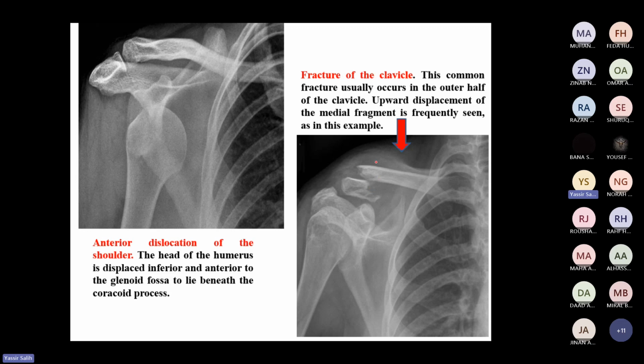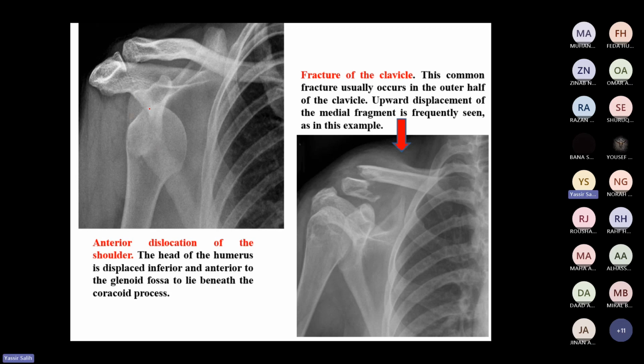upward. Okay, the other shoulder X-ray demonstrates what abnormality? Dislocation of the shoulder. Yes. Notice here, this is the head of the humerus and this is the glenoid cavity. But in this one the glenoid cavity is here and the head is displaced anterior and inferior. So this is an anterior dislocation of the shoulder.